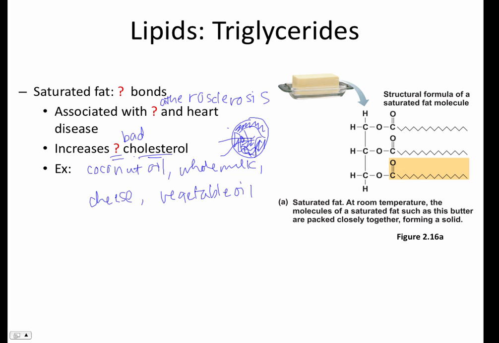Why exactly do they call it saturated fats? Well, it's because these bonds are composed of single carbon-hydrogen bonds. Now if we look here, we have the glycerol backbone. Here's that fatty acid chain.